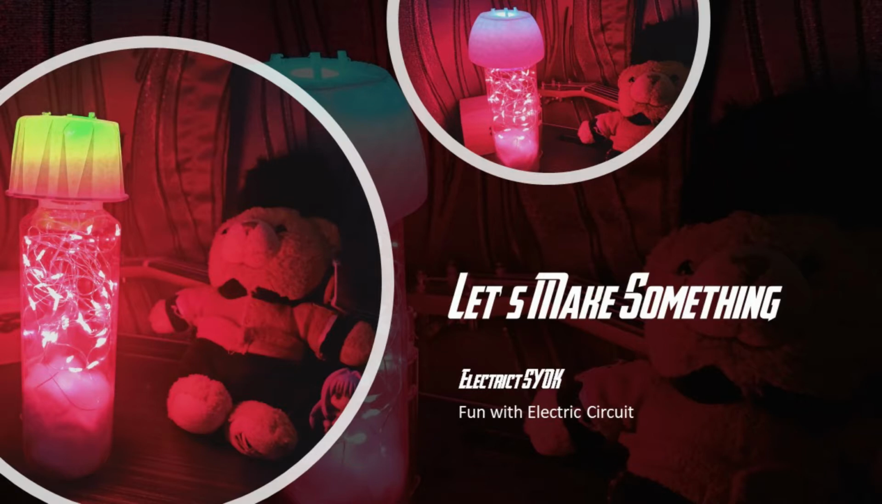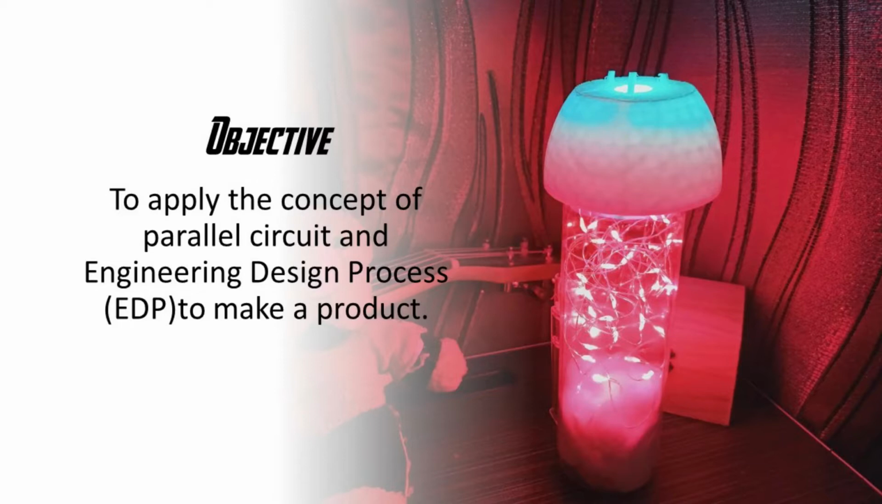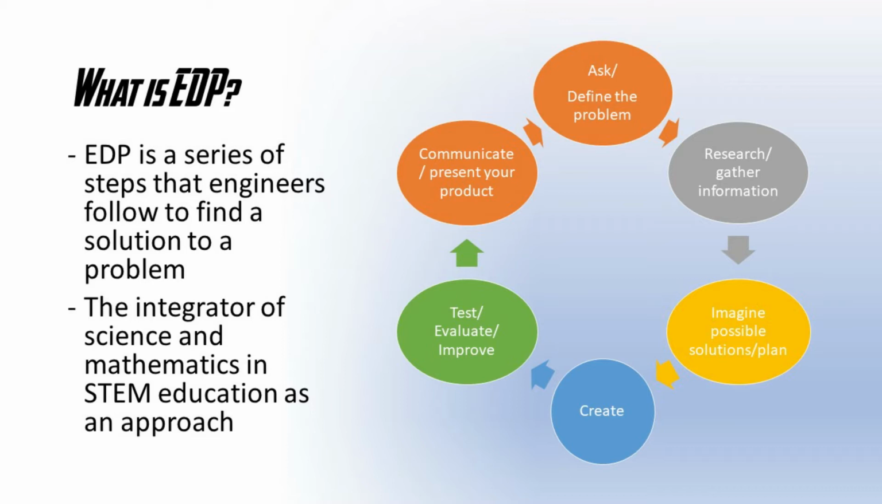In this video, we are going to apply science and mathematics concepts, in particular parallel circuit and the engineering design process (EDP), to make a product. What is the engineering design process? Well, it is a series of steps that engineers follow to find a solution to a problem. It is also the integrator of science and math in the STEM education approach.